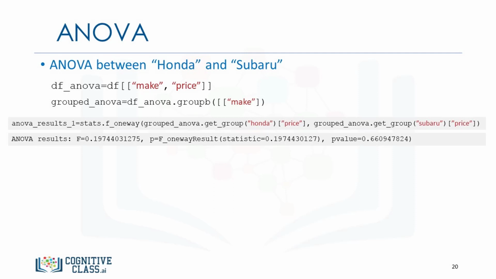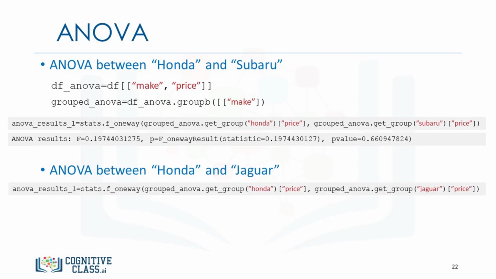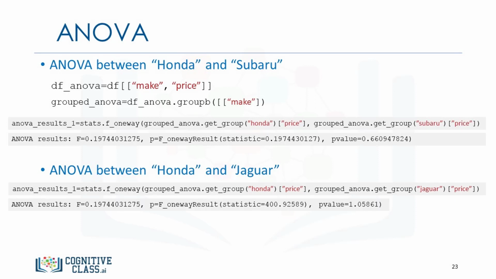The prices between Hondas and Subarus are not significantly different, as the F-test score is less than 1 and the p-value is larger than 0.05. We can do the same for Honda and Jaguar. The prices between Hondas and Jaguars are significantly different, since the F-score is very large, F equals 401, and the p-value is smaller than 0.05. All in all, we can say that there is a strong correlation between a categorical variable and other variables if the ANOVA test gives us a large F-test value and a small p-value.